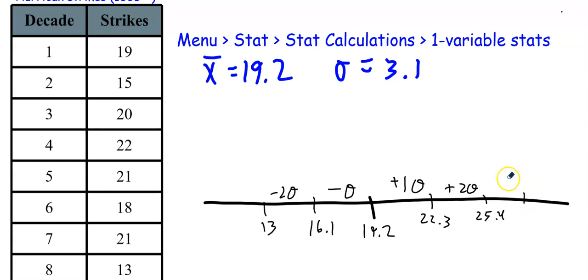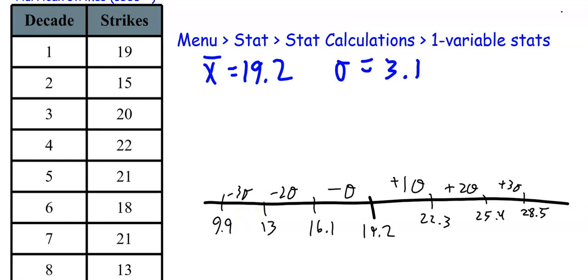This will be plus 3 standard deviations. And that's 3.1, so that'd be 28.5. And minus 3 standard deviations in this direction, so that would be, I guess, 9.9, somewhere on there.